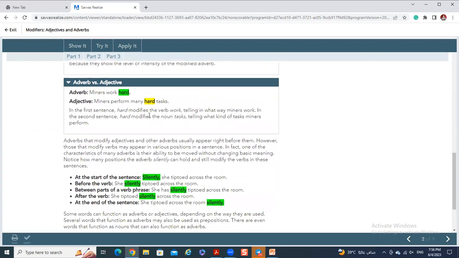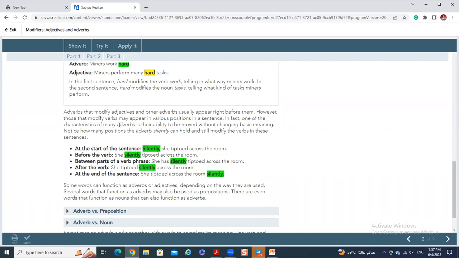How can I differentiate between the adverb and adjective? Don't forget that both of them are modifiers, but the adjective modifies a noun or pronoun, while the adverb modifies a verb, an adjective, or another adverb. Like here, miners work hard. Hard modifies work, it's a verb, so it's an adverb. Miners perform many hard tasks. Hard modifies tasks, so here it's an adjective.